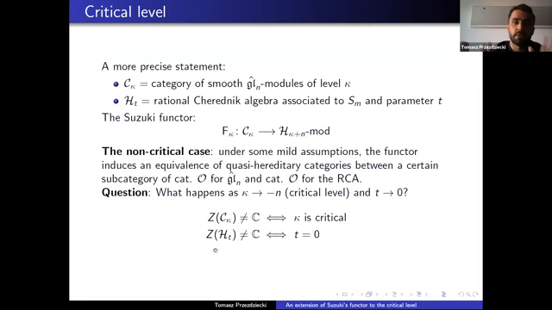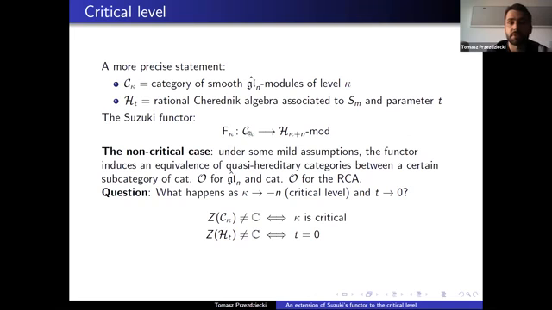Now I'd like to make things a little bit more precise. We are interested not really in the whole category of affine GL_N modules, but in the category of smooth modules of a certain fixed level kappa. By smooth, I mean that if I take a vector in my module, and I think of affine GL_N as a central extension of power series in t, then I want sufficiently high powers of t to annihilate my vector. And I let H_t be the rational Cherednik algebra associated to the symmetric group and parameter t.